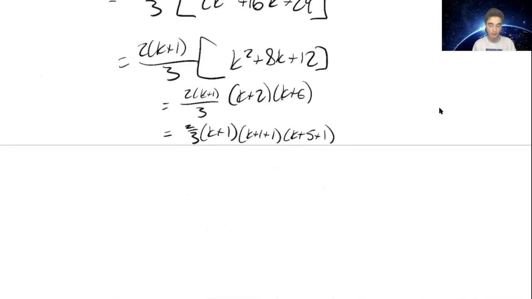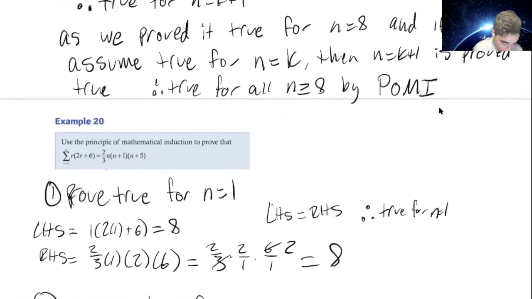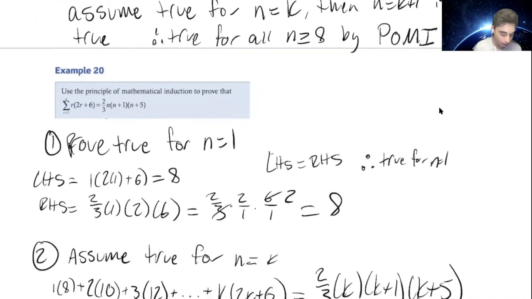So you can say, therefore true for n equals k plus 1. And then you'll write your story. I did that before. It takes a little bit of time, and I don't want to make this video too long, but it's simple. As we proved true for n equals 1, and then we assumed true for n equals k, then we proved true for n equals k plus 1, and therefore this is equal to this.